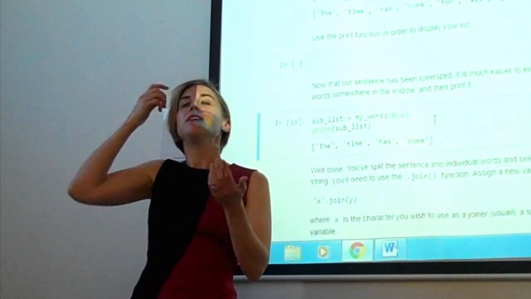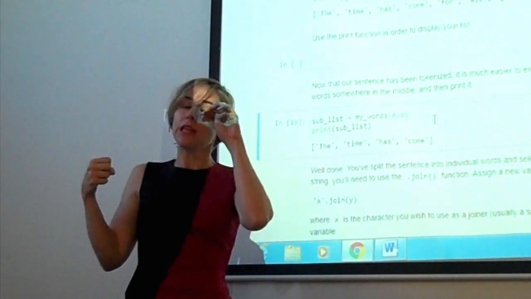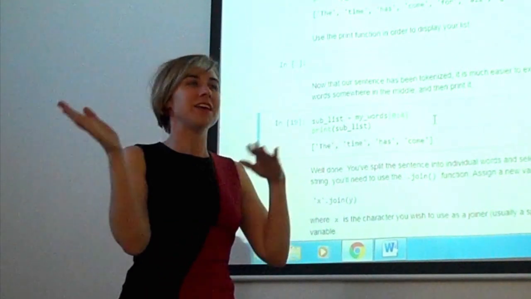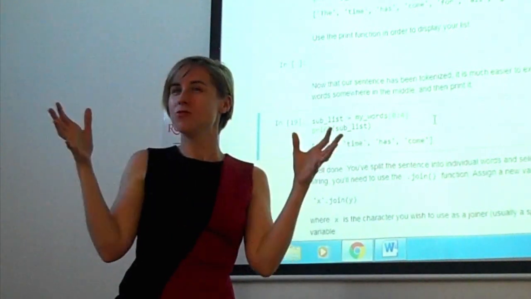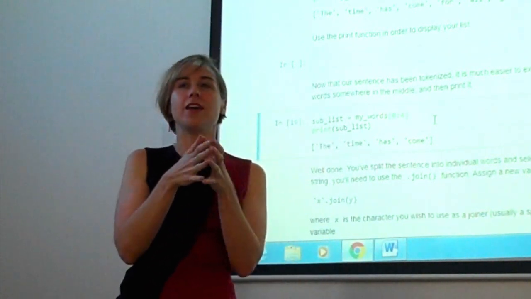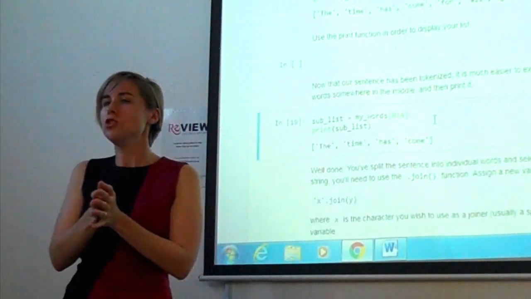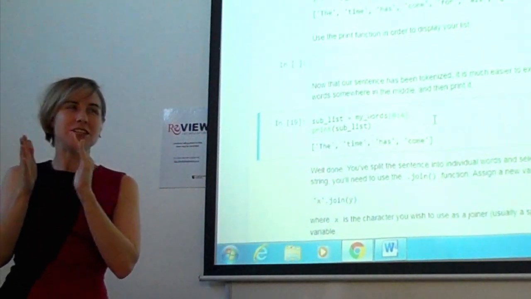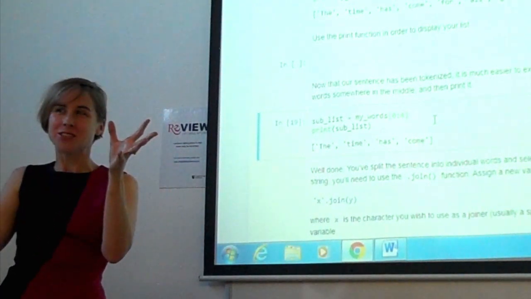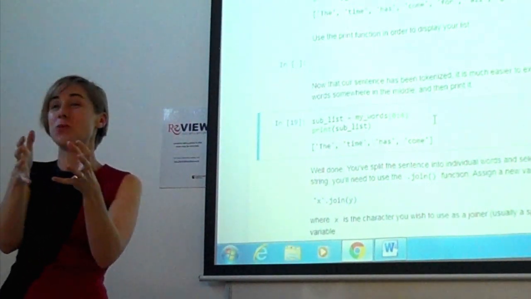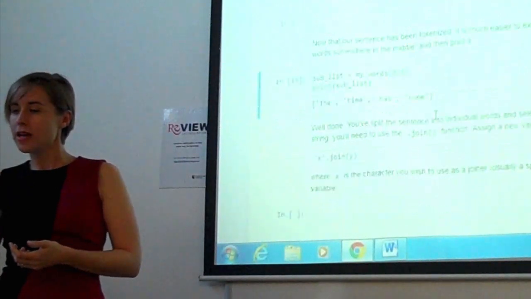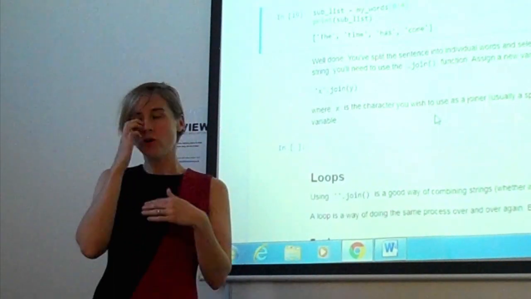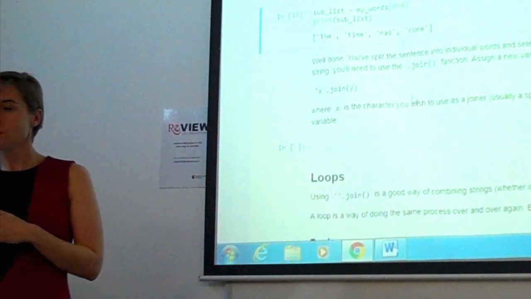Now, this is a way of separating your list. Later on in your project, you might say, okay, now that I have my sublist, I want to put it back into a single string. I want to have it recombined into one thing. And the way you do that is you use a different function called join. Now, this is pretty intuitive, I hope. You split it up into lots of words and you join it back together into one string. Join has a slightly weird way of writing it, so I'm going to try to explain it quite simply.